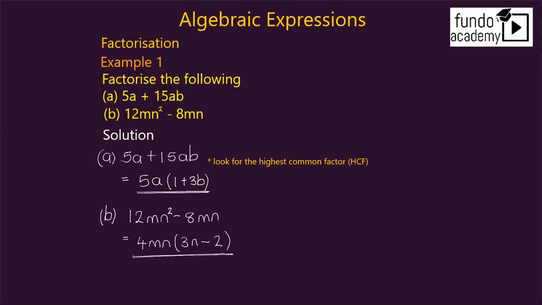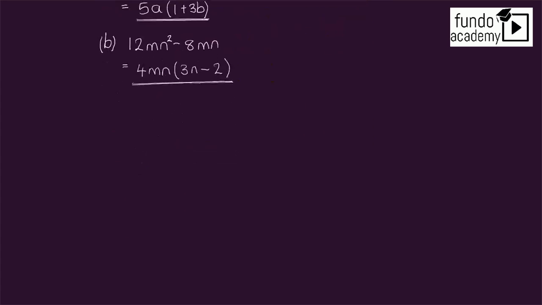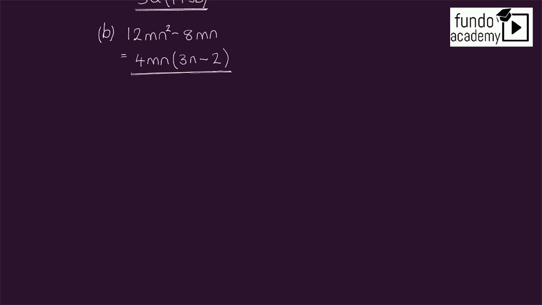So I think you are seeing here the simple procedure with factorization. The key thing here is to first look for the highest common factor, the HCF, and when you find the HCF, you now divide it into each of the terms so that your algebraic expression is factorized. Okay, so let's move on to example 2.